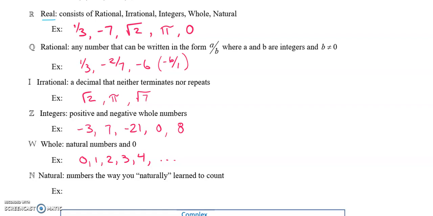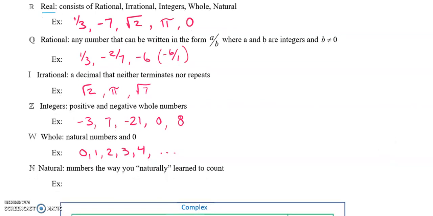We use the letter W to represent whole numbers. And then the natural numbers, think when you naturally learned to count when you were little, you started with 1. 1, 2, 3, 4, 5, and so on. So the whole numbers, think there's an O, which is kind of like a 0 for whole numbers. And then the natural numbers, when you naturally learn to count, you did not include the 0. And then integers are positive and negative whole numbers, and we go back up the chain.